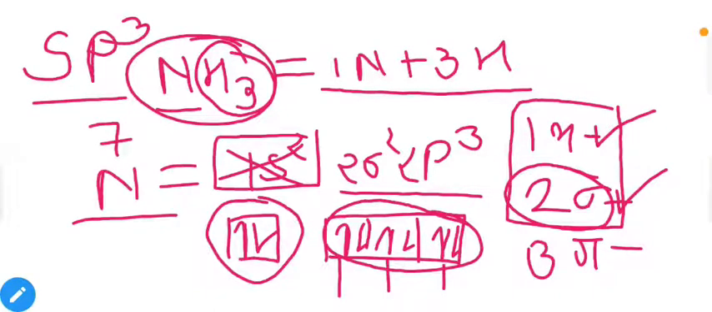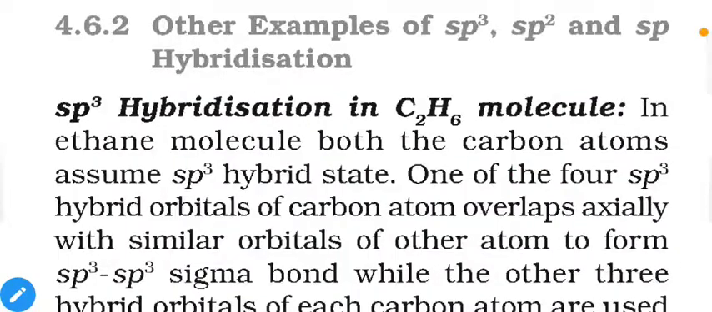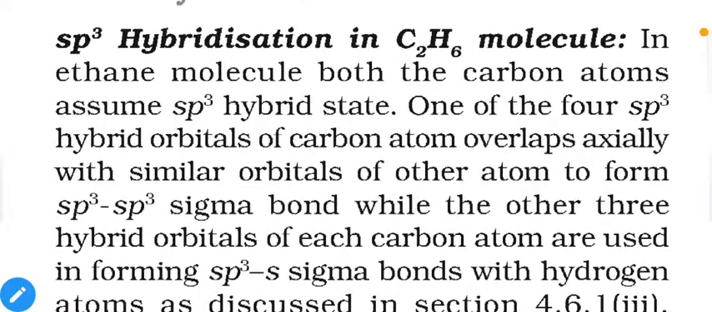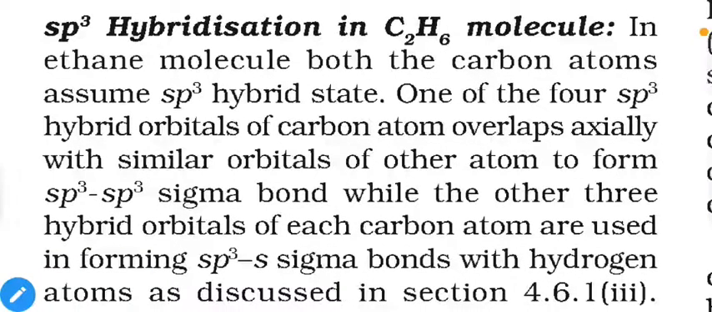So you need the electronic configuration of the given atom to find its hybridization in a molecule. We will discuss more examples so that this point can be cleared. Now let's move on to some other examples of sp3, sp2 and sp hybridization. First of all, sp3 hybridization in the C2H6 molecule, that means we have the ethane molecule, with 2 different carbons and 6 hydrogens in it. So you can find separate hybridization of both of the carbons present in it. In the ethane molecule, both of the carbons assume sp3 hybridized state.